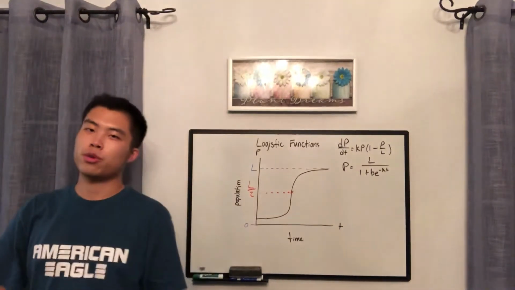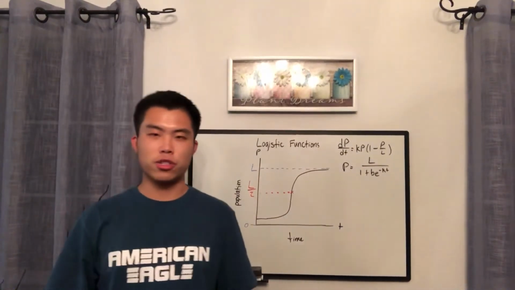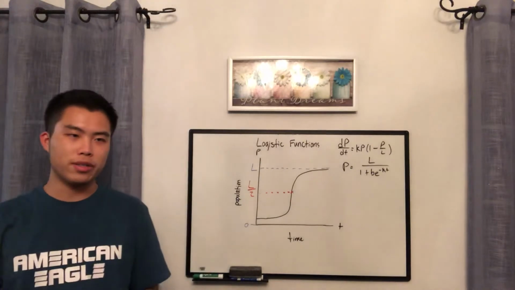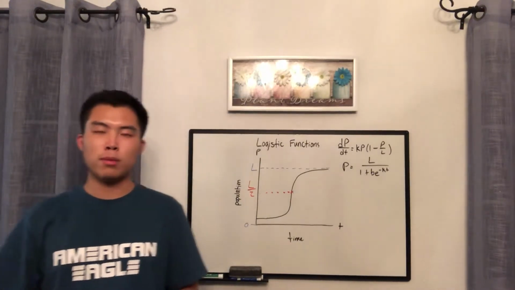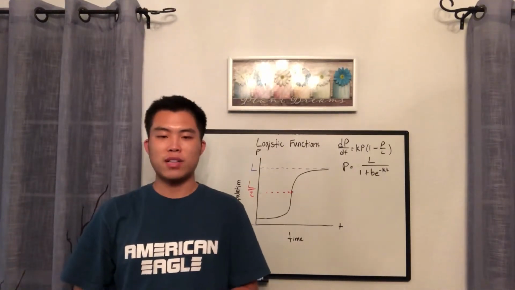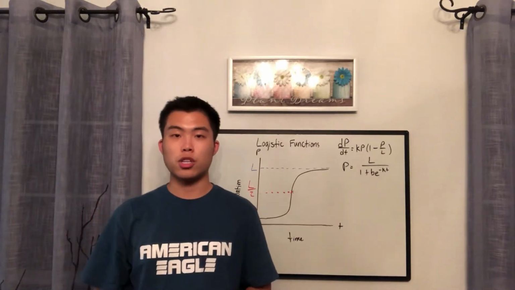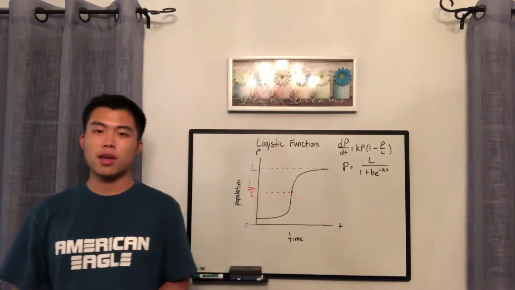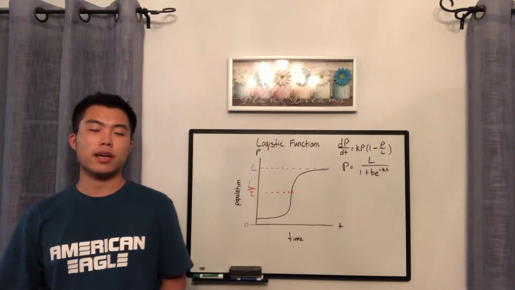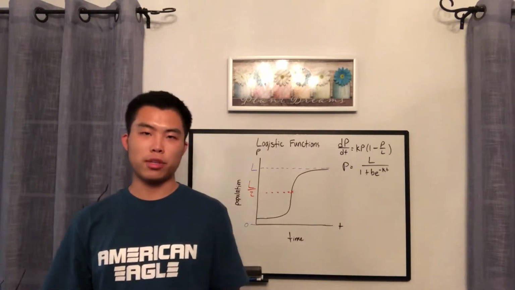Hey everyone, so today I'll be going over the basics of logistic functions. If you remember back to biology, we have S-curves and J-curves. J-curves are exponential functions and S-curves are logistic functions. And what they do is they model population growth.